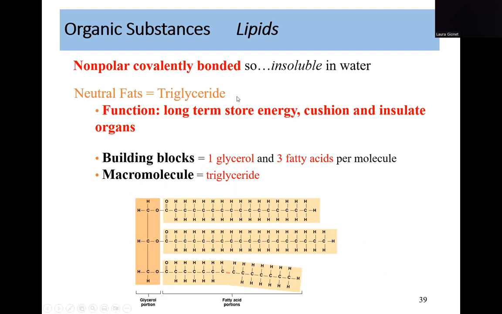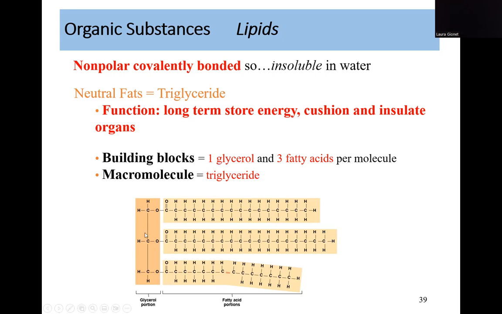So our neutral fat is called a triglyceride. It's also the macromolecule. It's a large form. Now, triglycerides function, like all fats, as long-term energy storage, cushion, and insulate organs. All right, the building blocks of one triglyceride are 1 glycerol and 3 fatty acids. The glycerol is a 3-carbon chain molecule.